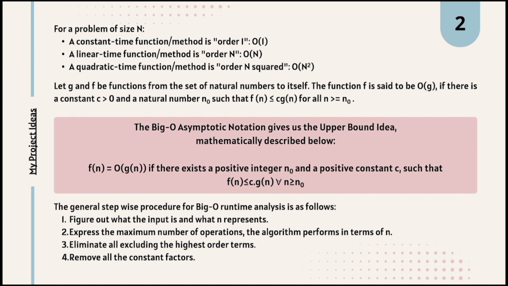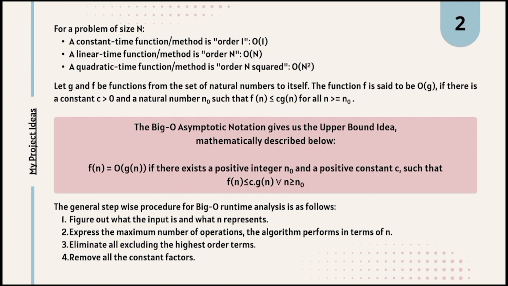Mathematically, if you want to represent it, let's say we have g and f to be functions from the set of natural numbers to itself. The function f will be said to be big O of g if there exists a constant c which is greater than 0 and a natural number n naught such that f of n is less than or equal to c into g of n for all n greater than or equal to n naught. This is basically the formula for the upper bound.